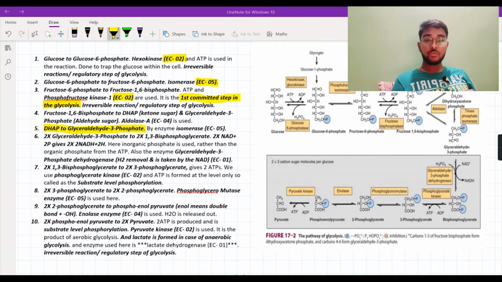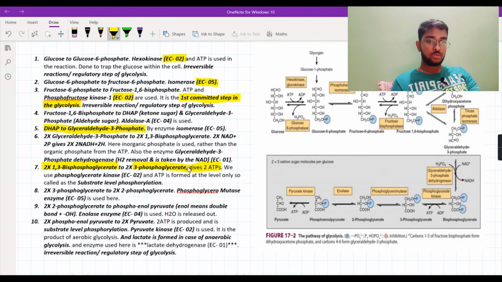So this is the phase 2 reaction step, so we are going to get energy, not spend energy here. Rather, we are going to get some product that we can further convert into ATP. Here we get NADH, 2 molecules of NADH. Now the next step is conversion of 2 molecules of 1,3-bisphosphoglycerate to 2 molecules of 3-phosphoglycerate, giving 2 ATPs.